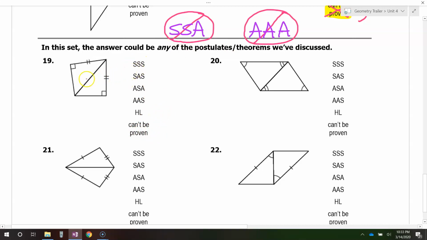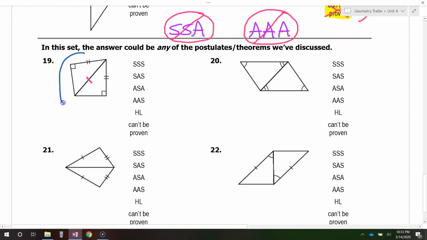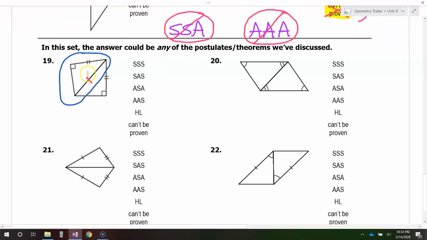All right, we have a shared side right here, so let's mark that. Now let's focus our eyeballs on one triangle at a time. For example, this one. Now, what do we have? Let's see, we have two sides and an angle. Okay, so whenever you have two sides and an angle, there are three possibilities. It is either going to be side-angle-side, hypotenuse-leg, or can't be proven if it turns out to be this one.